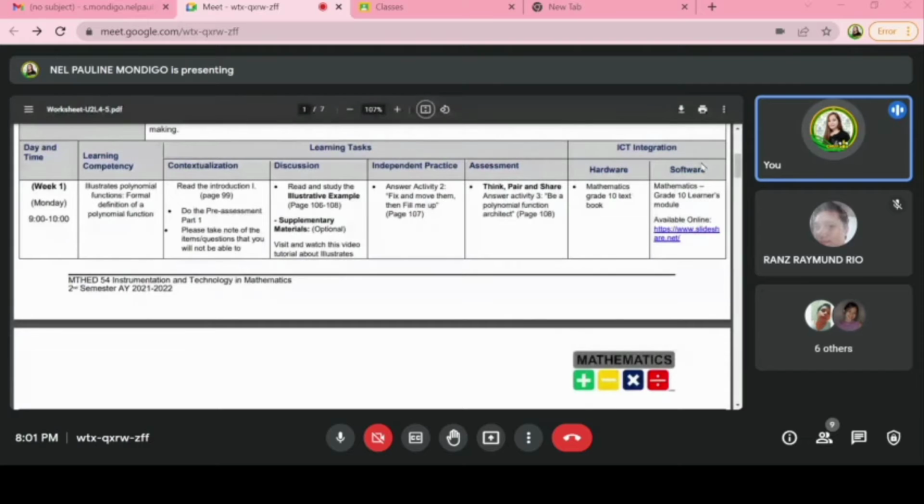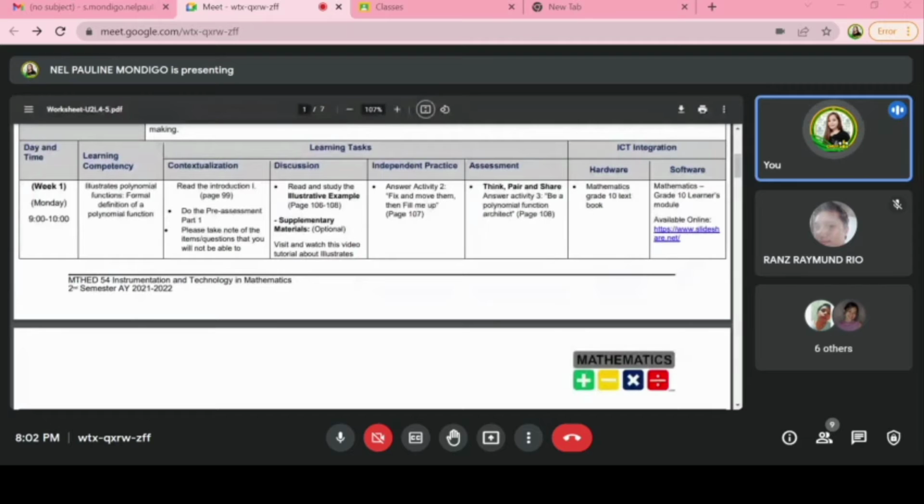For the discussion, read and study the illustrative example on pages 106 to 108. We also present supplementary materials; for further understanding, they can visit and watch video tutorials about illustrating polynomial functions. For the independent practice, activity 2, they answer Fix and Move Them, then Fill Me Up on page 107. And for the assessment, it will be Think, Pair, and Share. They will answer activity 3, Be a Polynomial Function Architect, on page 108.